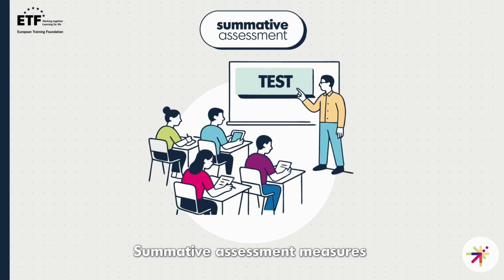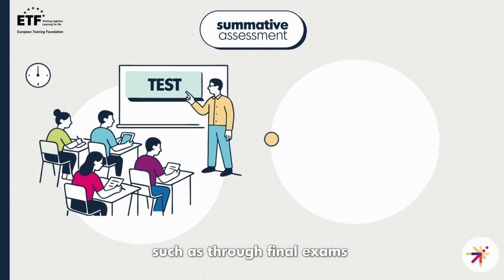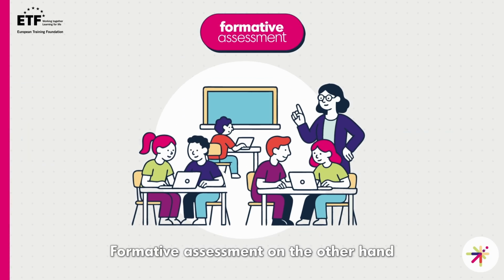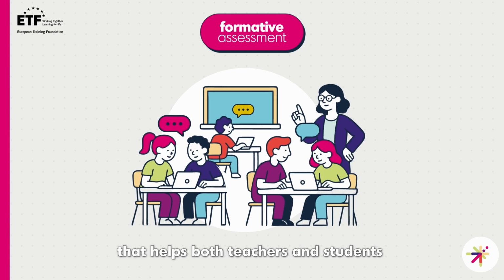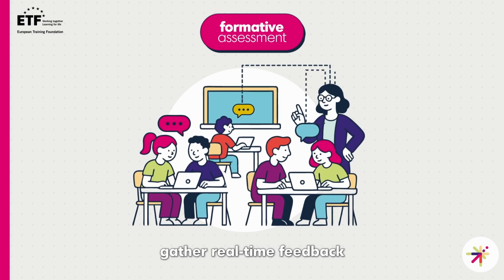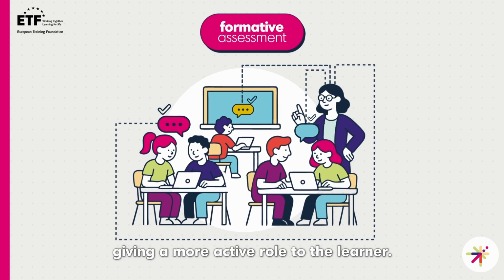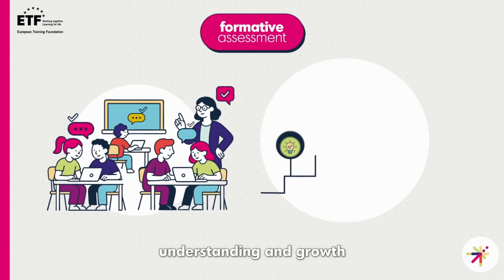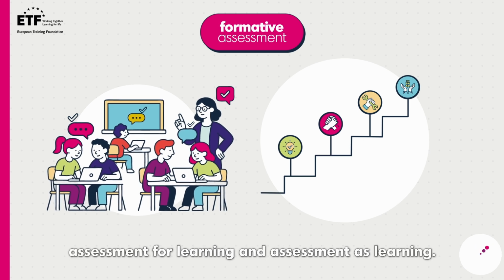Summative assessment measures what students have learned at the end of a unit or course, such as through final exams or standardized tests. Formative assessment, on the other hand, is a continuous low-stakes process that helps both teachers and students gather real-time feedback on learning and use it for improvement, giving a more active role to the learner. It focuses on progress, understanding and growth, not just performance. It combines two key ideas: assessment for learning and assessment as learning.